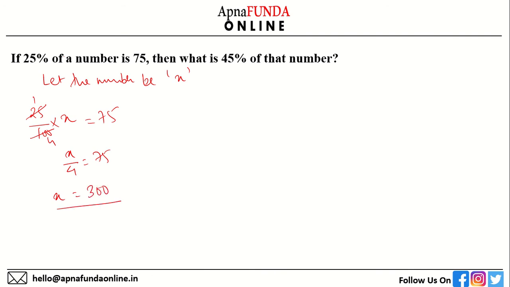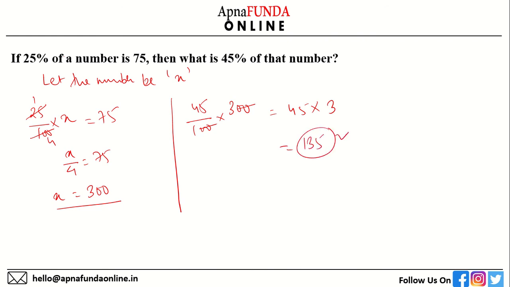But our question is, what is 45% of that number? Not to find the number. Please read the question properly before you finalize your answer. So 45% of 300, which is 45 into 3. My answer is 135. I hope you have solved along with me, and this is the answer that you have got.